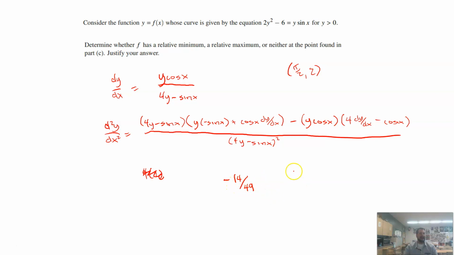That means the value is a negative number, which means my original function is concave down. If you think about it, if I have a critical point and my original function is concave down, what I have there is a maximum.